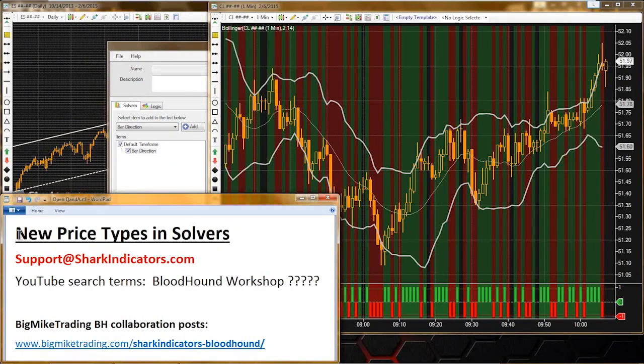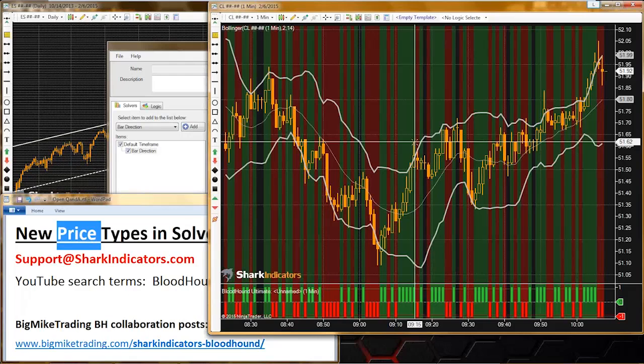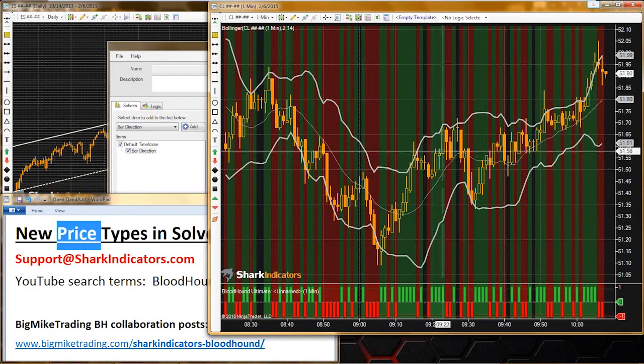Yeah, so let's go over the new price types here that are available in the solvers. This feature was added just to make it a little more convenient to use price data. When I say price data, I mean the open, high, low, and close of a bar. Those prices.